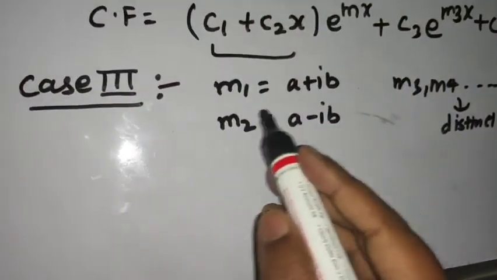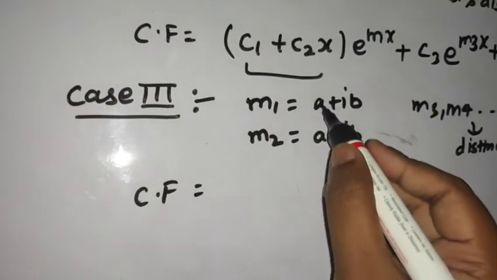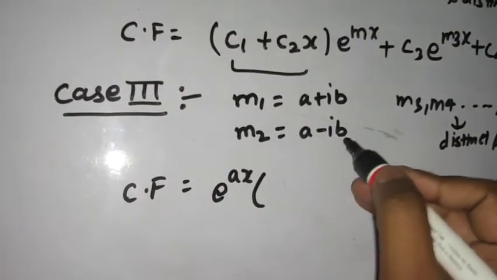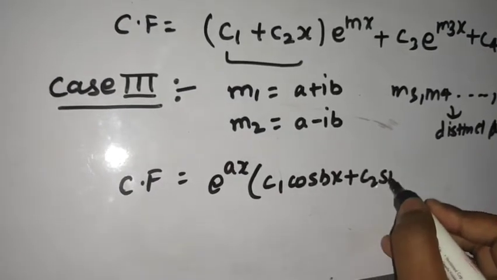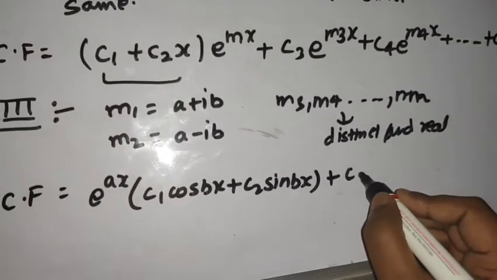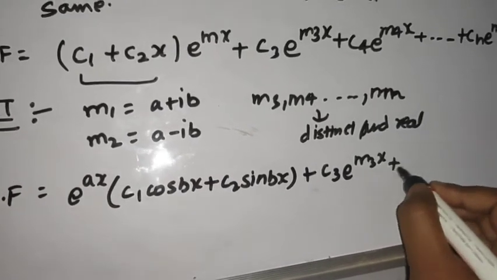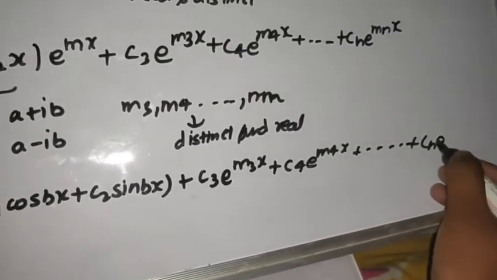Now for this, the complementary function is: you take a from here, write e power ax, inside the bracket you take b from here. Now c1 cos bx plus c2 sin bx, and for the rest, because these are real and distinct, you will use case number 1. So you have already used c1 and c2, so c3 e power m3x, c4 e power m4x, so on, cn e power mnx.